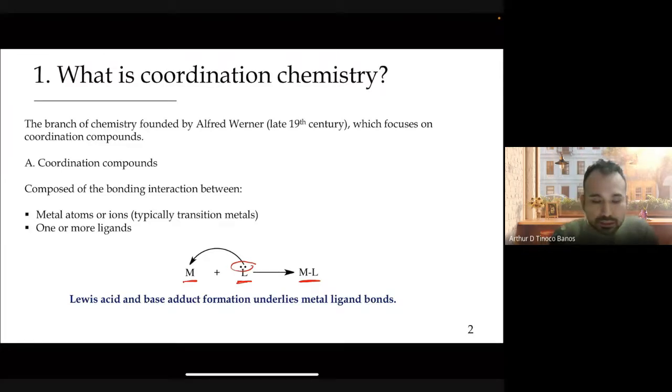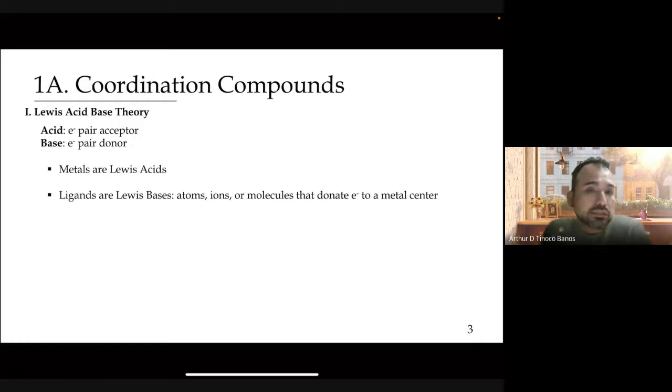All right, so let's review then what the Lewis acid base theory is. Essentially here, we're defining an acid as being something that can accept a pair of electrons, where a base is something that can donate a pair of electrons. So in that context, that explains why in that reaction that I just showed you, the metals are the Lewis acids, because they're actually accepting the electron pairs that are being donated by the ligands.